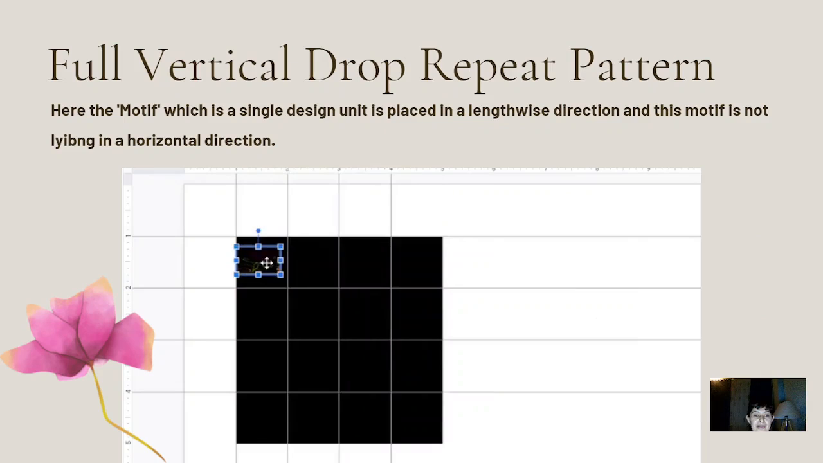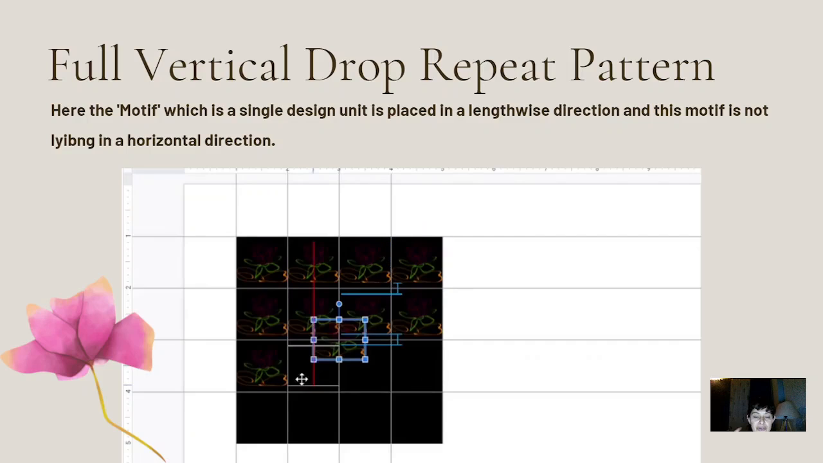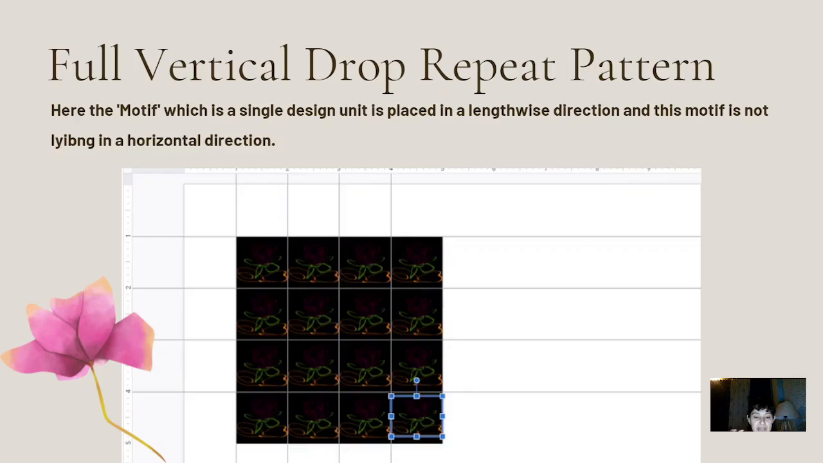So, as you can see here, I've created a very simple grid which has 4 columns and 4 rows. And I'm showing an example of a full vertical drop repeat pattern, one asymmetrical design, an asymmetrical motif which is the shape of a lotus, and I'm placing it exactly in the middle of each and every cell.